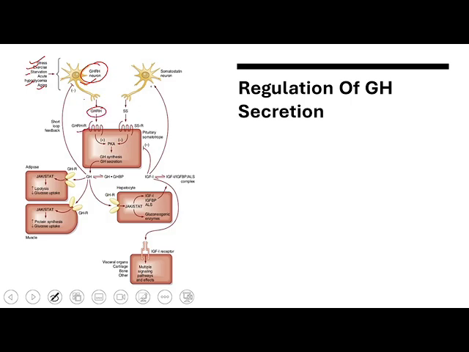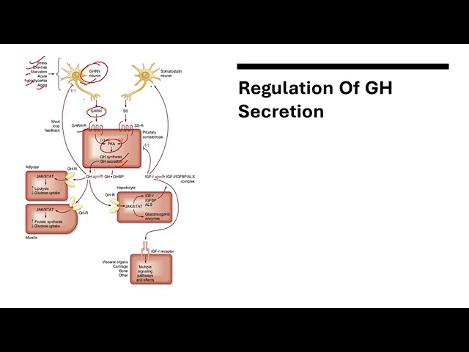And once this is stimulated, that will lead to the activation of protein kinase A, which later on leads to the synthesis of the growth hormone as well as secretion of the growth hormone from the somatotrope cells in the anterior pituitary.